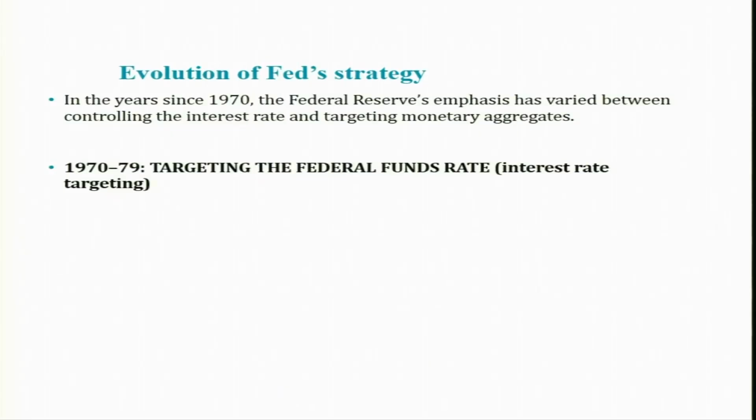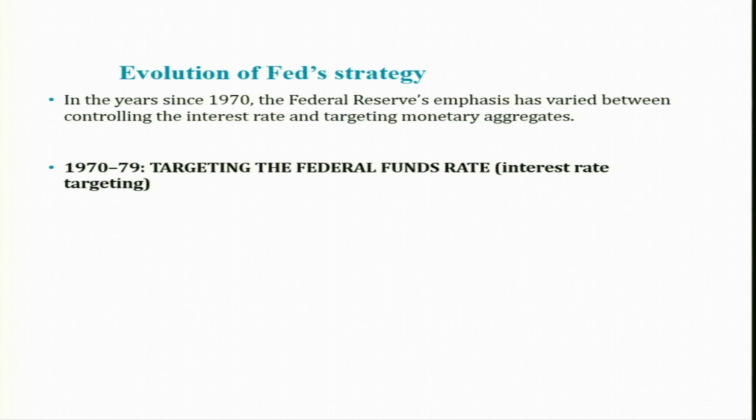In this session, we will discuss the evolution of the Fed's strategy of monetary policy. In the previous session, we discussed that there are mainly two intermediate targets in the strategy of monetary policy of using intermediate targets. One is targeting monetary aggregates and the other one is interest rate targeting. So, in this session, let us see the evolution of the Fed's strategy over time.